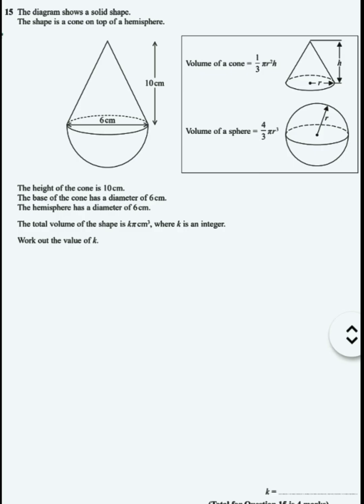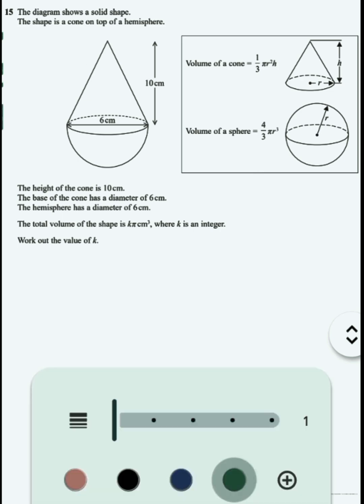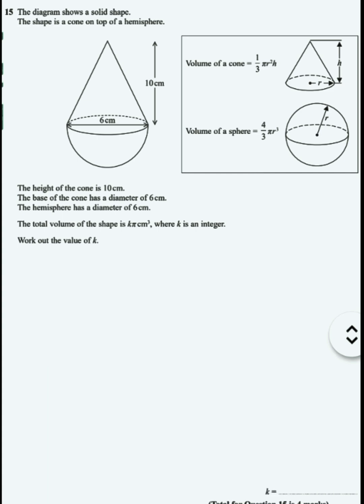I gave a hemisphere and a cone, okay, and then we are asked to find the volume of the shape. So now this question is quite easy.